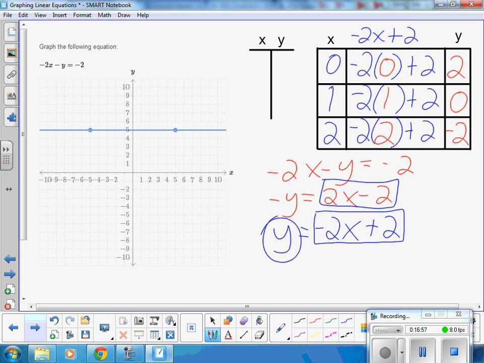Graph those 3 points. When x is 0, we got y to be 2. When x is 1, y was 0. And when x is 2, y is negative 2. And your graph is going to be something along there.